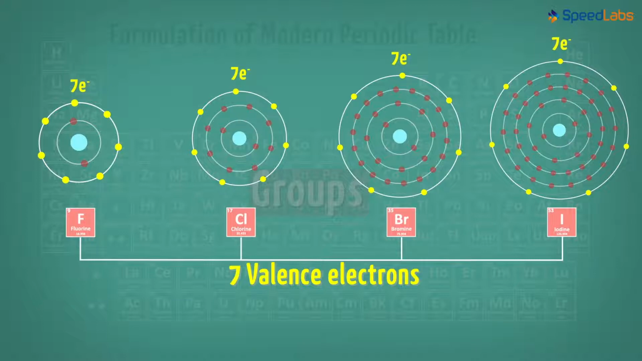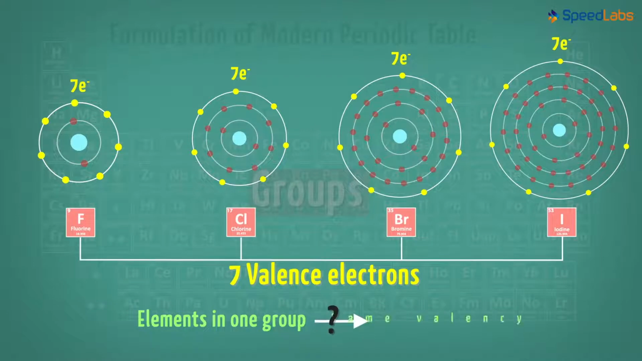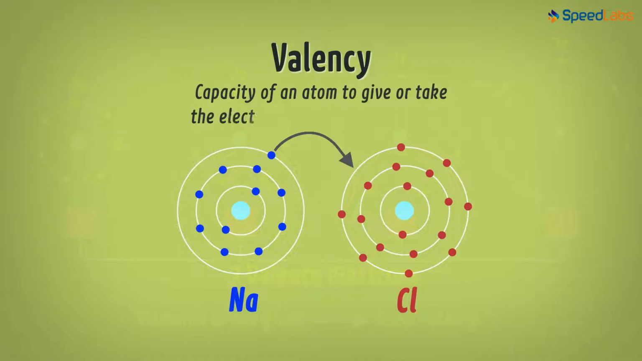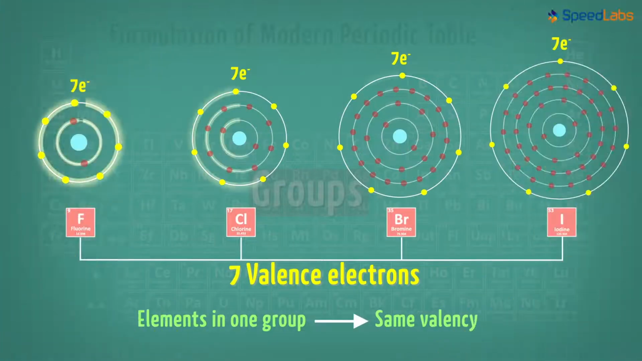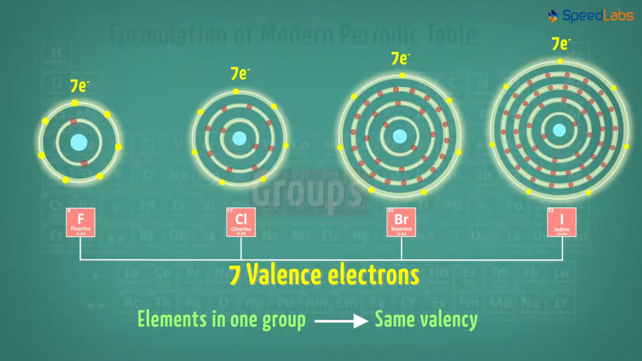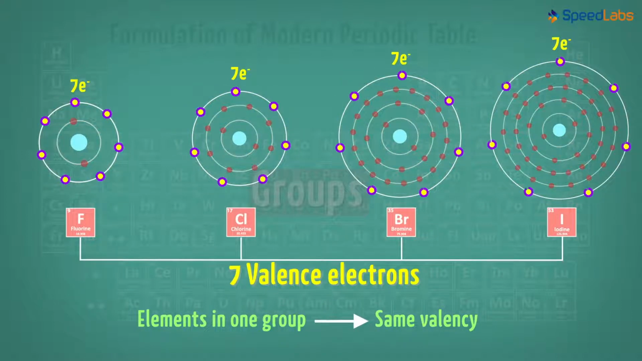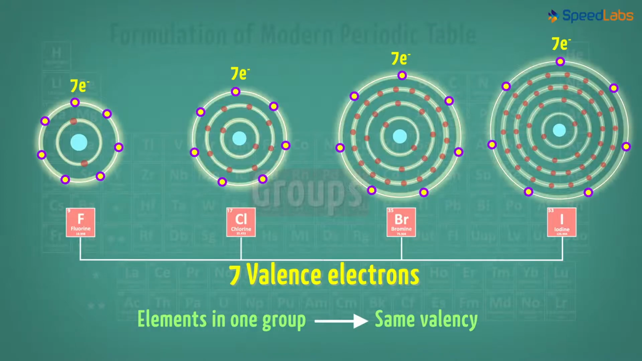So can we even say all the elements in one group have the same valency? Yes, absolutely. What is valency? Valency of any atom is defined as the capacity of that atom to give or take electrons during bond formation. But if you notice, the number of shells increases as we go down in the group. So how is the same valency possible? It's easy to understand. The valency depends only on the number of valence electrons and not the number of shells.